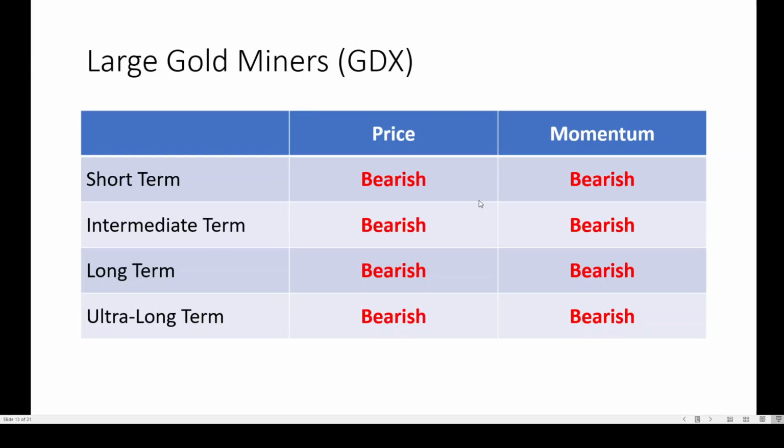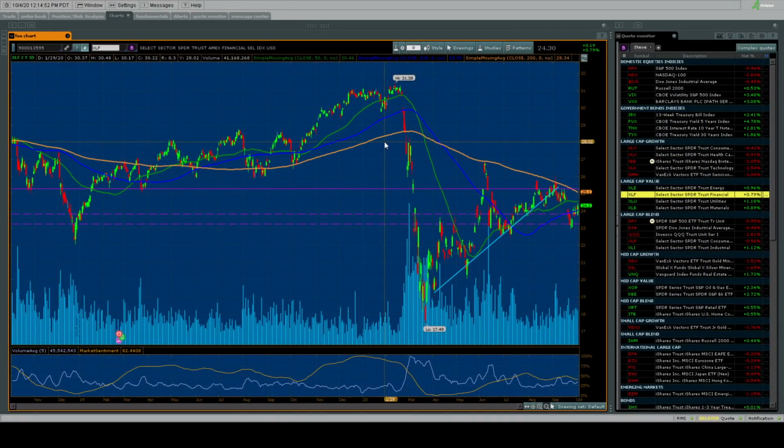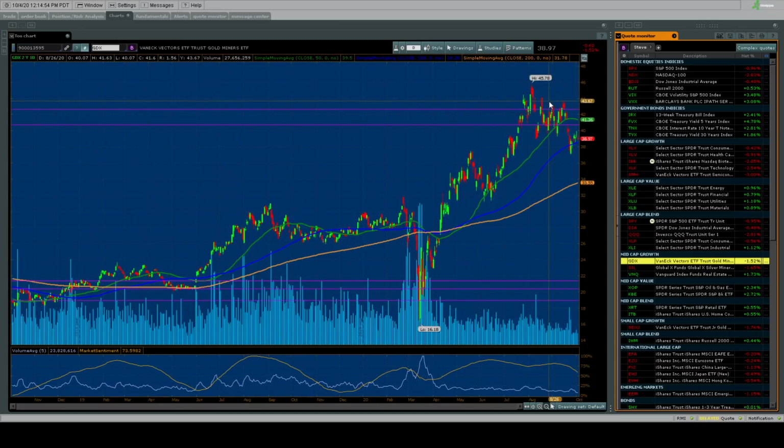Let's go on to the large gold miners. Now, this is going to shock people because everybody's really bullish on gold and the gold miners. And look at that, bearish signals across the board on the miners. And let's go take a look at GDX here and see what's going on. Now, remember, everyone said this was a consolidation pattern.